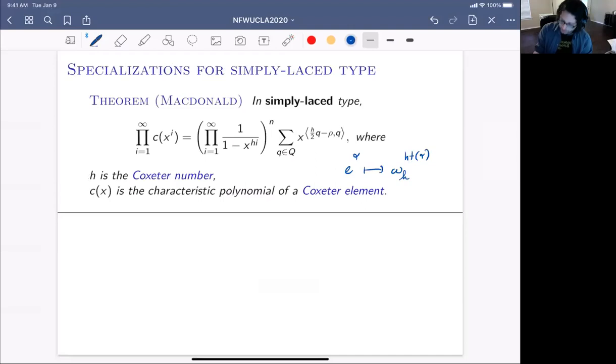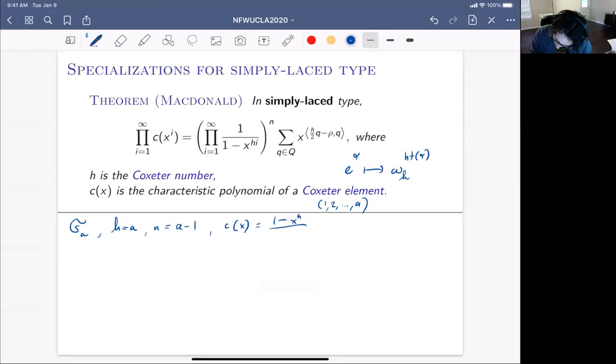So a Coxeter element in type A would just be like a long cycle, like 1, 2, up to a. So we're looking at the symmetric group on a letters, so a Coxeter element would be like that. And if I'm thinking about the characteristic polynomial, so first of all, h is equal to a, the dimension of the ambient space is a minus 1, annoyingly, as always. And then I also have that the characteristic polynomial of the long cycle, if I were to write this in the reflection representation, would be 1 minus x to the a divided by 1 minus x.